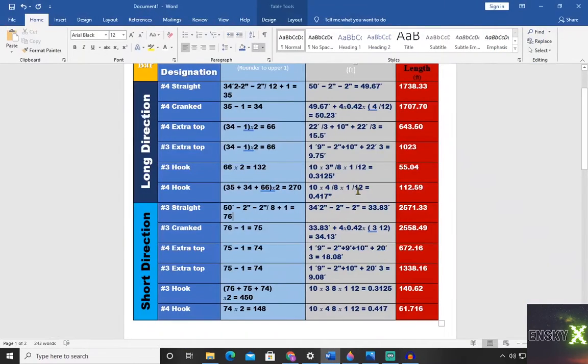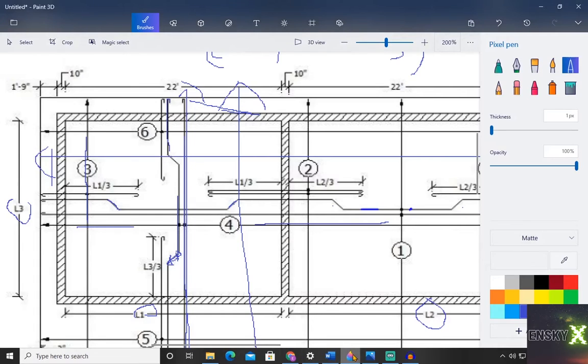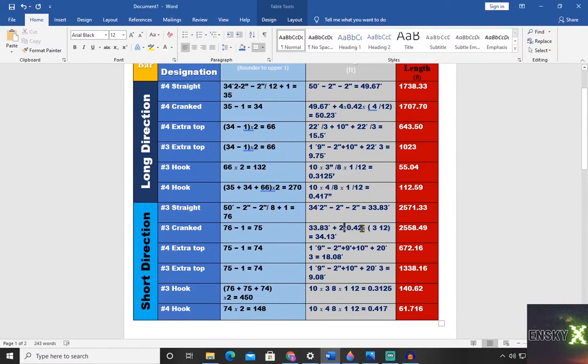So what happened is that we have to first add the number we get from the straight bar, 33.83 feet, then plus 4. So there is some calculation mistake. We just have to put 2 in here because we get 2 crank bars in here. Now we have 0.42 as usual. This is very constant.